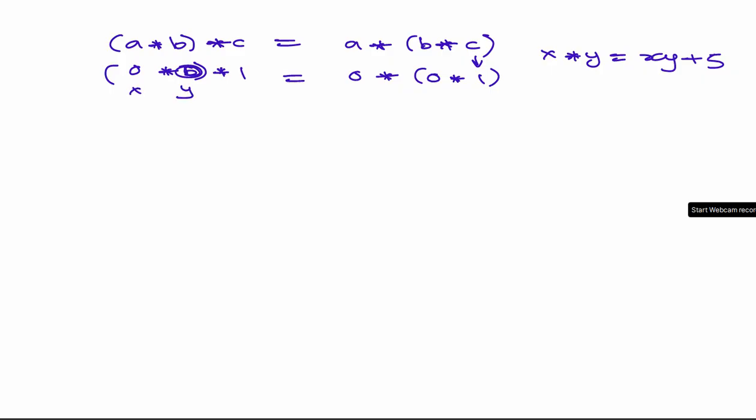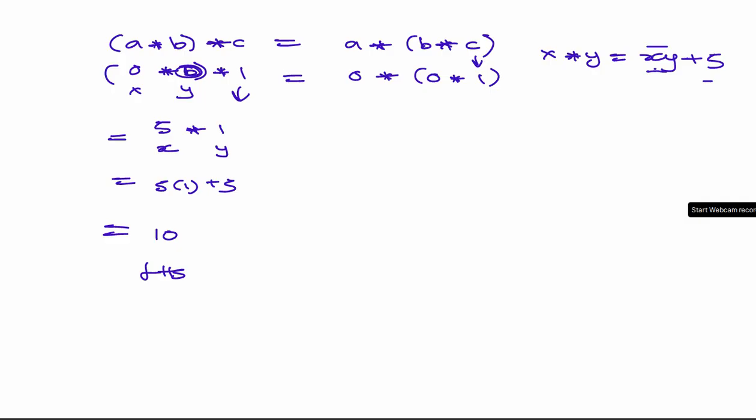So x times 0, we get 0, plus 5, we get 5. So you can now do 5 star 1, because this is our 1 and this is our 0 star 0. Okay, so what we do next, we can say now this becomes our x and this becomes our y. So we say x times y, which is 5 multiplied by 1, plus this 5. We get our 10. This is our left hand side.